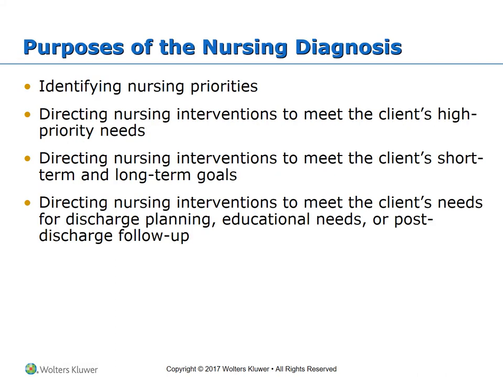So the purpose of a nursing diagnosis is to identify nursing priorities and direct nursing interventions to meet the client's high priority needs. It identifies the nursing care problems. It also directs nursing interventions to meet the client's short-term and long-term goals, and it directs nursing interventions to meet the client's need for discharge planning, educational needs, or post-discharge follow-up.